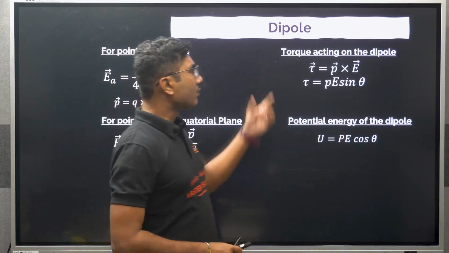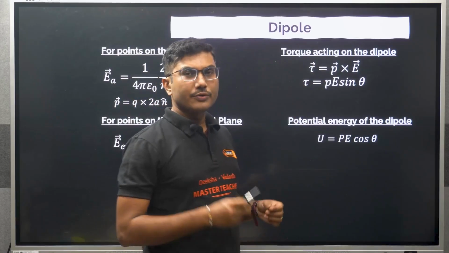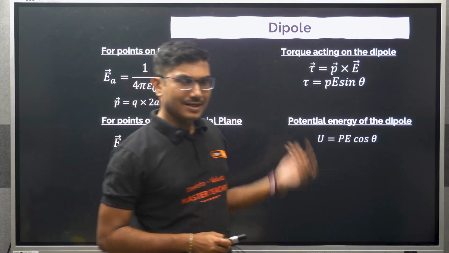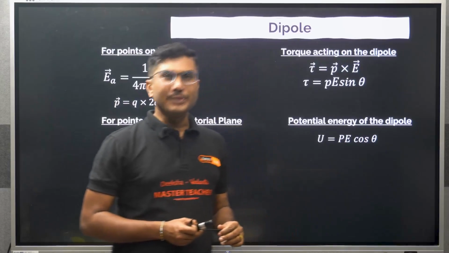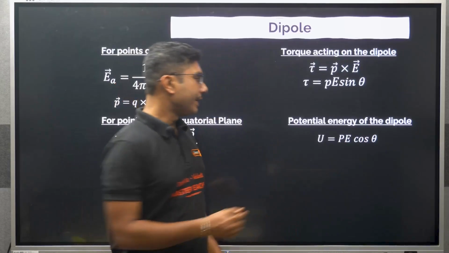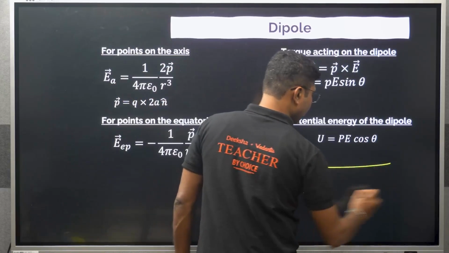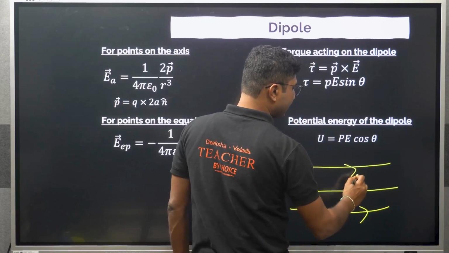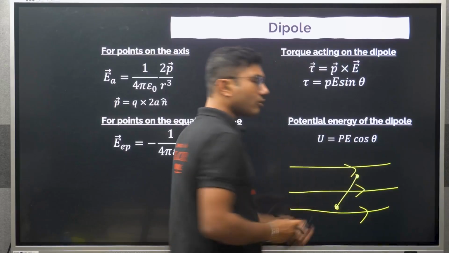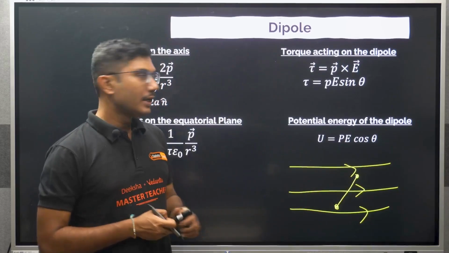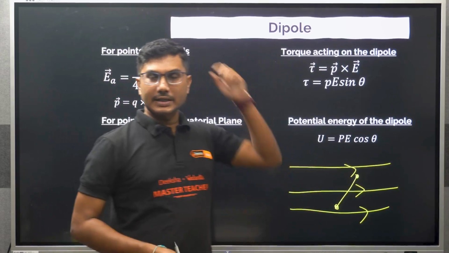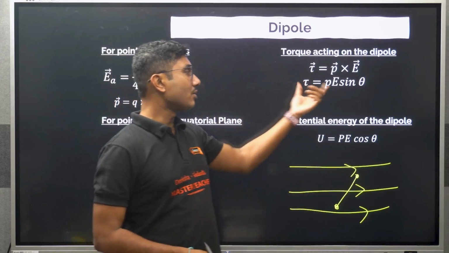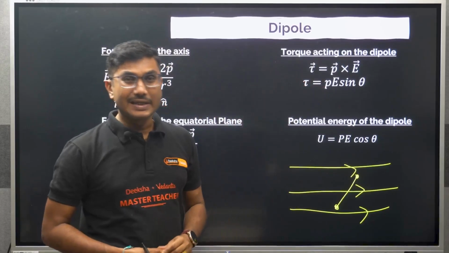Now, torque acting on a dipole. If you keep a dipole in an external electric field, it will experience a torque, right? The electric field is already existing. If you keep a dipole in it, it will experience a torque. What is the meaning of torque? Torque means it will try to rotate in this electric field. That torque is given by PE sin theta.